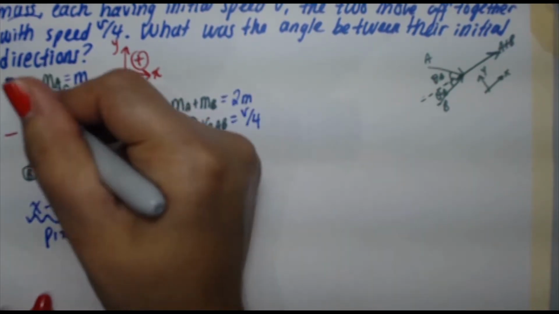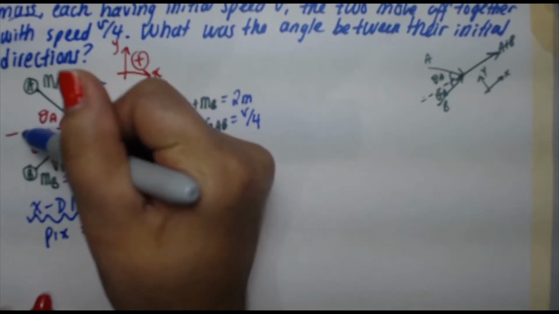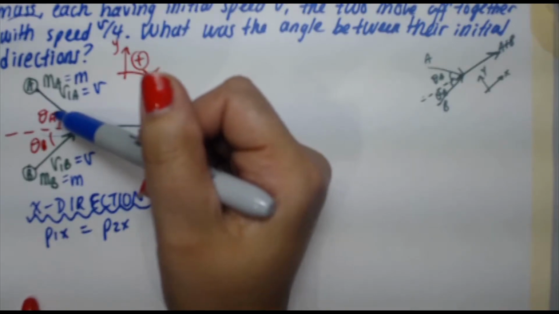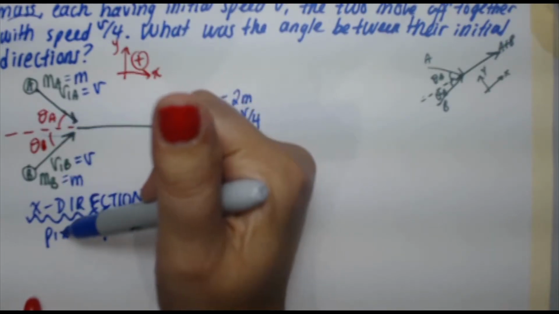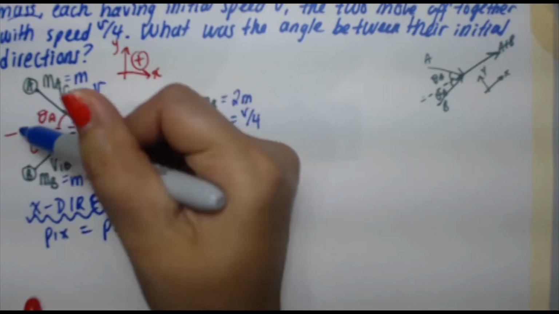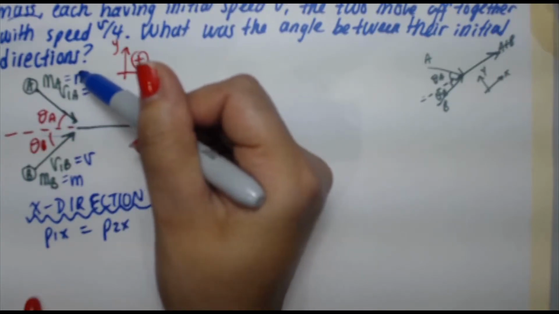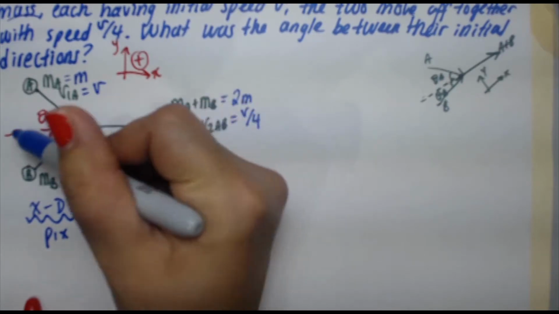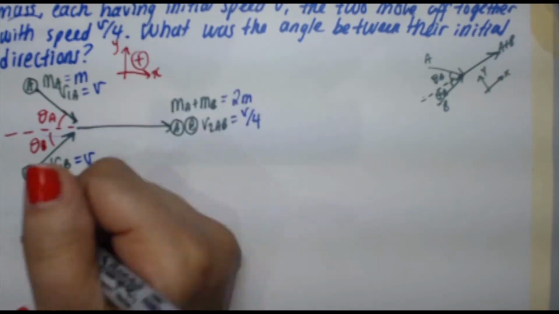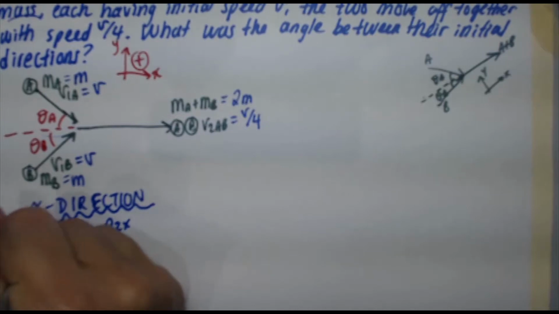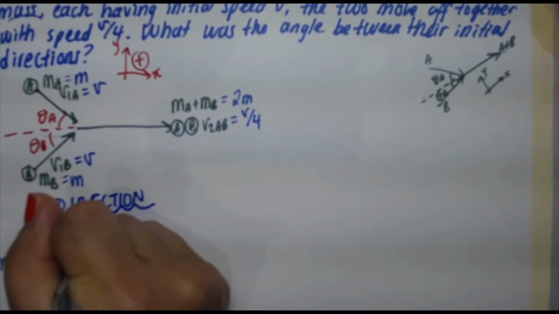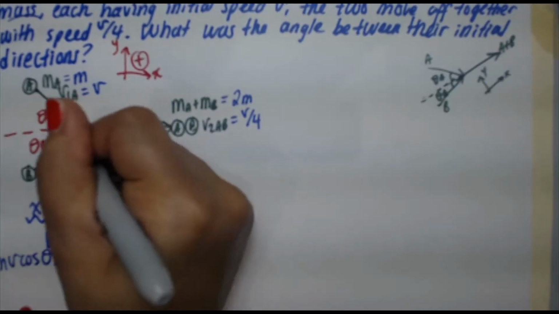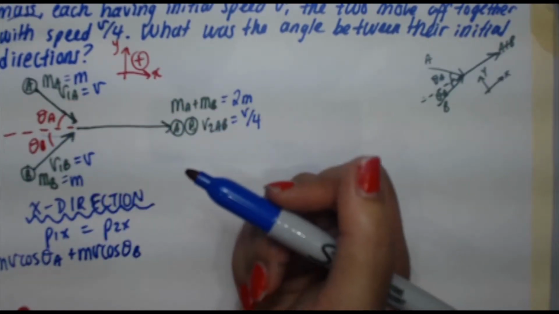So in the x direction, this is the initial part right here, and this is the final part. In the initial part, both of them have an x component. Imagine making that right angle triangle with both. Momentum is mass times velocity, but because it's the x component, it's going to be m times v times cosine of theta A, and m times v times cosine of theta B. So mv cos theta A plus mv cos theta B. And it's a plus in the middle because both x components are going towards the right, in the positive direction.